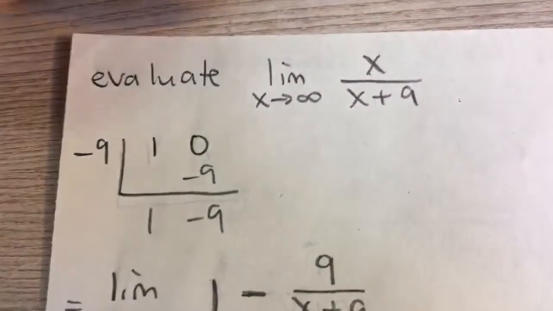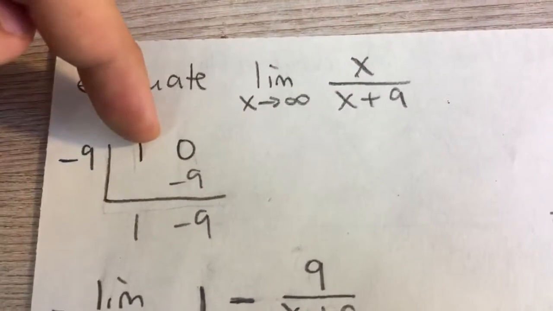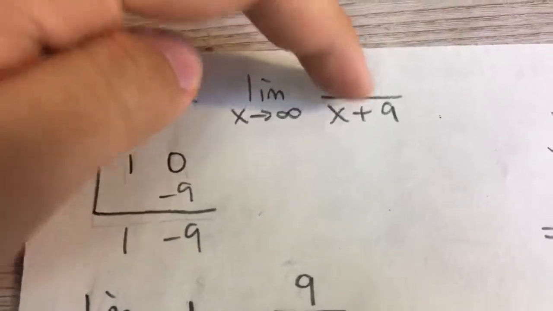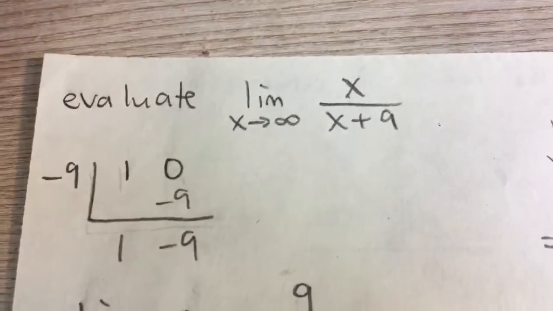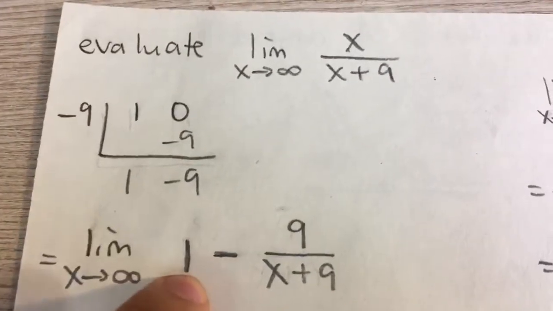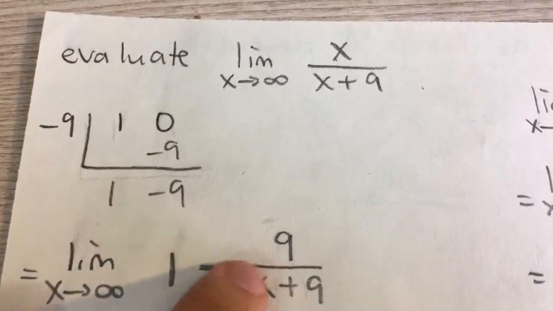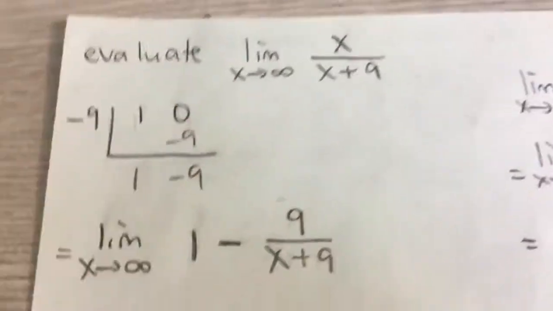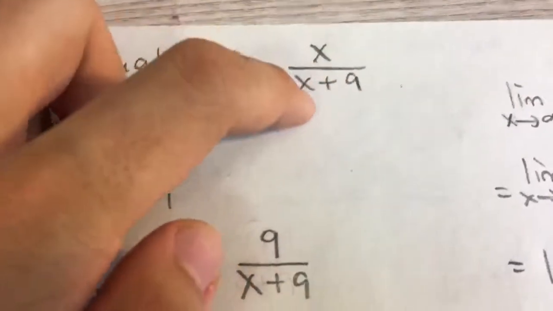One is synthetic division. If you remember that, we put the x coefficient here, and then the constant coefficient is 0. We're dividing by x plus 9, so we put the negative 9 here. We do our synthetic division. I'm not really going to go into too much detail. And our answer would be 1 minus, and our remainder would be 9. Our remainder is negative 9, so it's minus 9 over our divisor x plus 9. And so this is what we get. This expression is equivalent to this expression.